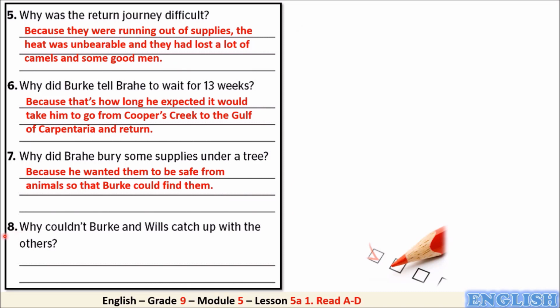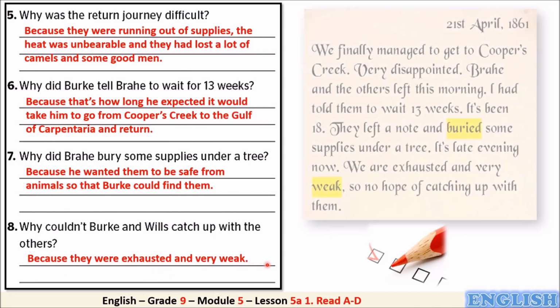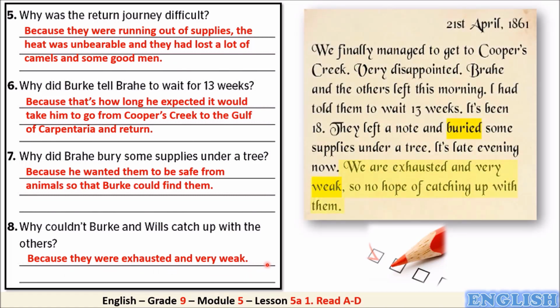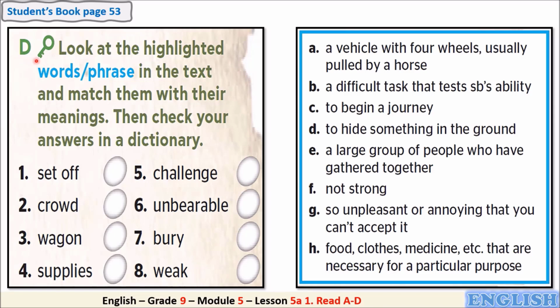The last question, number 8. Why couldn't Burke and Wills catch up with the others? Good job, my students. Because they were exhausted and very weak. Can you find a clue in the text to justify this answer? That's right. It's here. Well done, my students. Now let's move to exercise D in the student's book, page 53.